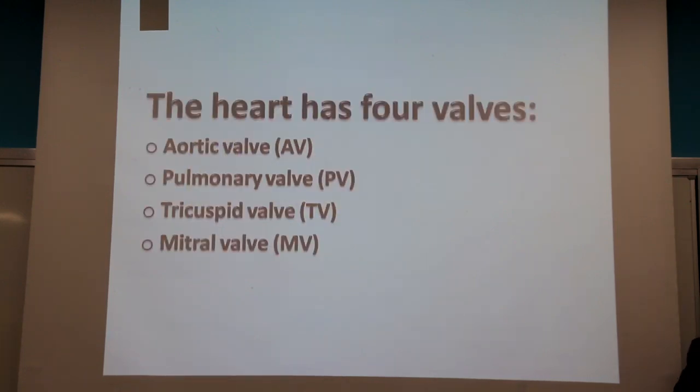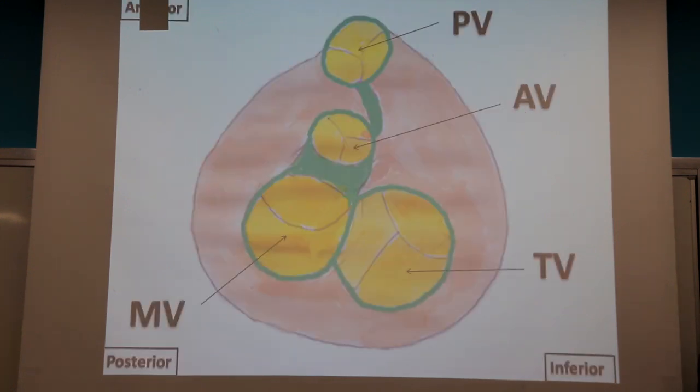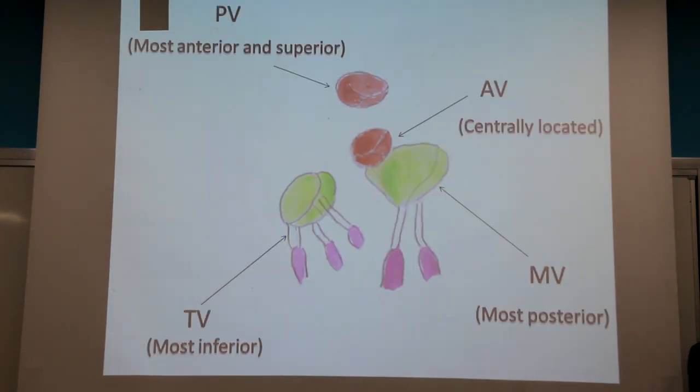The heart has four valves: aortic valve, pulmonary valve, tricuspid valve, and mitral valve. The mitral valve is the most posterior, tricuspid valve is the most inferior, pulmonary valve is the most anterior, while the aortic valve is centrally placed in the heart. So the aortic valve, as we can see here, is centrally placed and is in contact with the mitral valve.